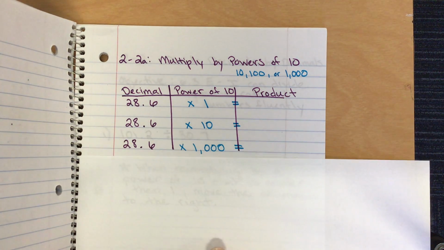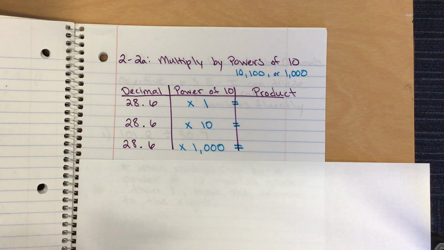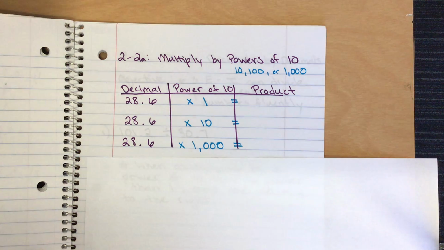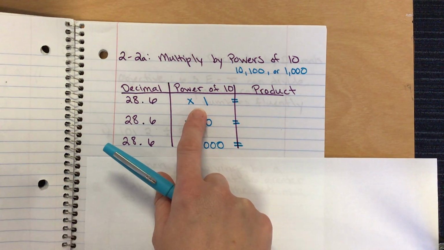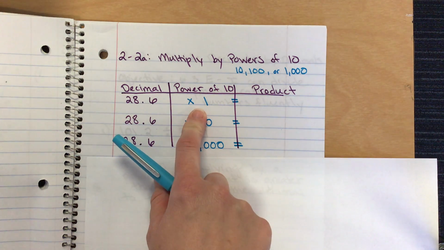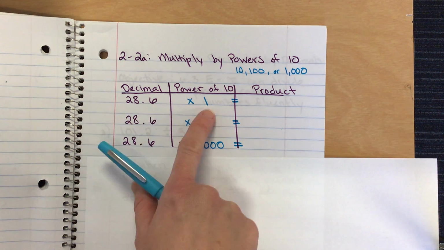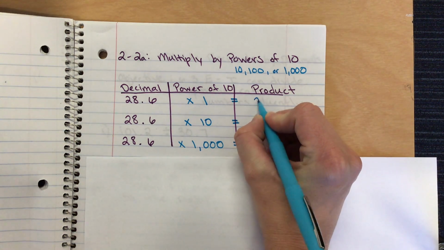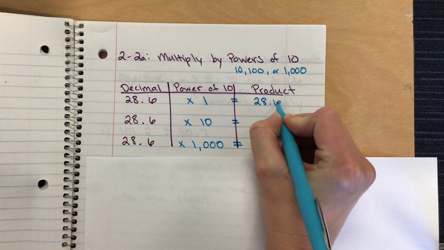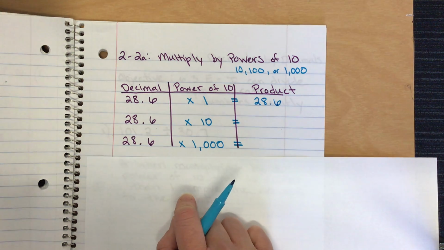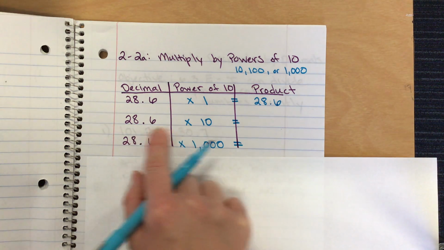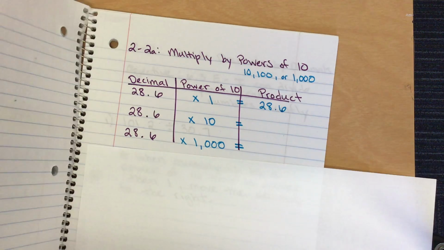Okay, so we're going to do 3 different examples. We've been given a decimal, a power of 10, and a product. Okay, we know that based on the identity property, anytime you multiply a number times 1, it equals itself. So 28 6/10 times 1, we're not going to move our decimal anywhere because it equals itself. It's going to be 28 6/10. Okay? In my second example, I'm going to multiply 28 6/10 by 10.